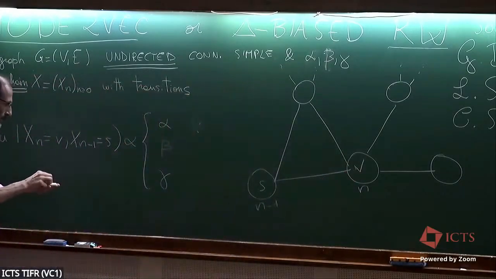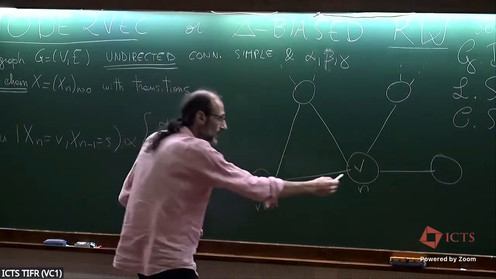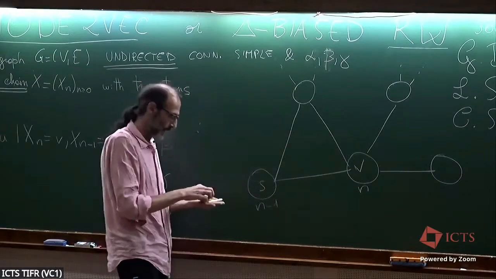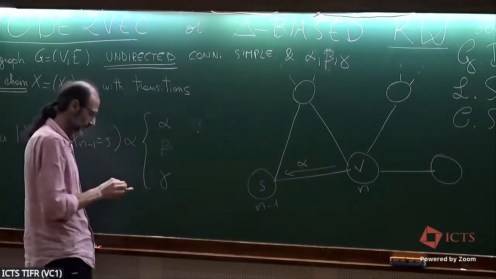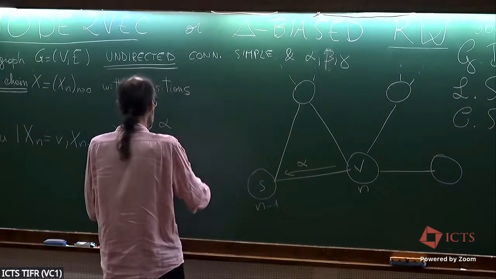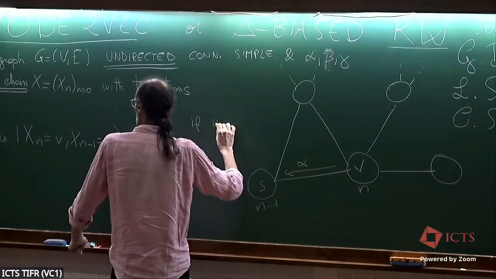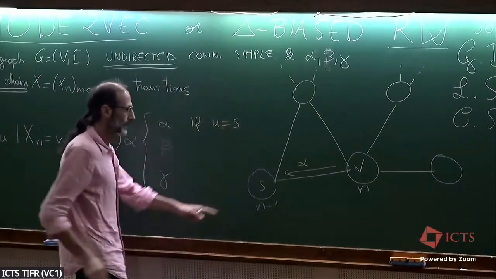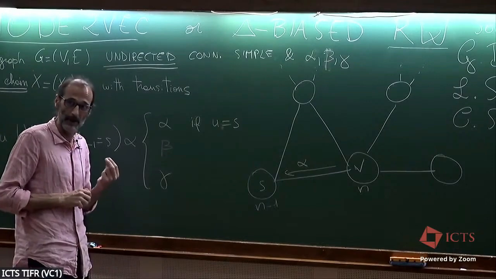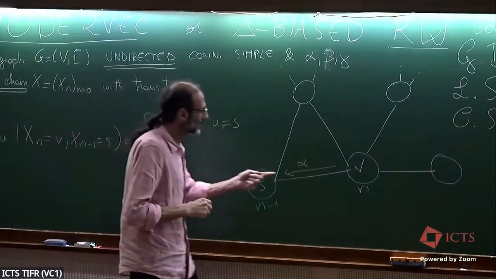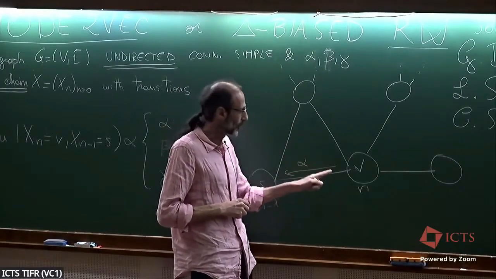So this is the transition mechanism, and you go with probability proportional to alpha if you want to do a backtracking step. You want to go back to where you came from. So this is the rate to go back to where you were coming from, a backtracking step. So this alpha, so let's say in this picture, I said this is starting u, if u is equal to S, right? Then you have probability beta and gamma, and that's the nasty part of this object, depending whether your edge where you're coming from is part of a triangle or not.